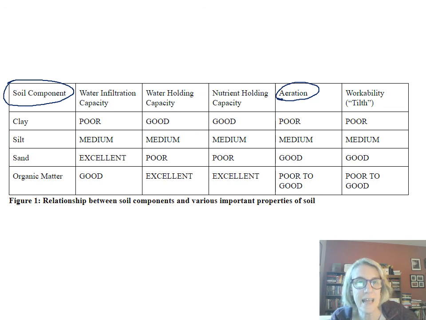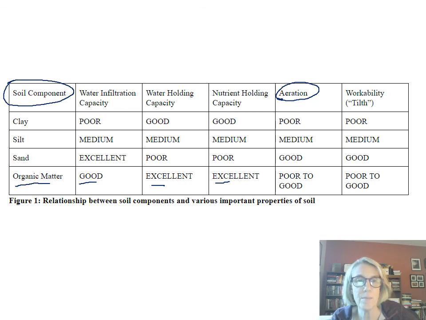If you look at sand, we have almost the opposite. Excellent water infiltration, poor water and nutrient holding, good aeration, pretty easy to work with. Right? Silt is the medium of those two things. And then we can see what organic matter adds. Organic matter is really going to be good for a lot of these categories as it adds nutrient holding, water holding capacity, and adds a little bit of water infiltration again.